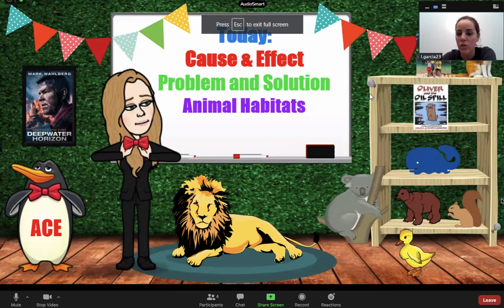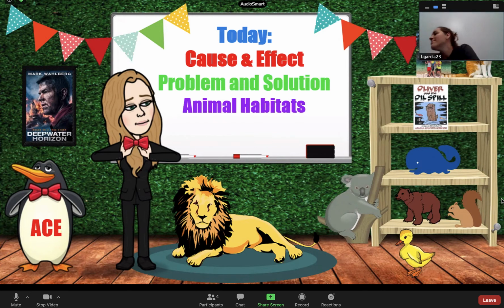And then getting into doing the read aloud. So we had Oliver and the Oil Spill. And this one I did because I have the book. It's one of my favorite books to teach cause and effect. And as we would go through, we would stop and talk about cause and effect or problems that the characters were going through in the story. And they really enjoyed the story and the video. The focus video helped so that they could really see the cause, effect, or problem and solution.